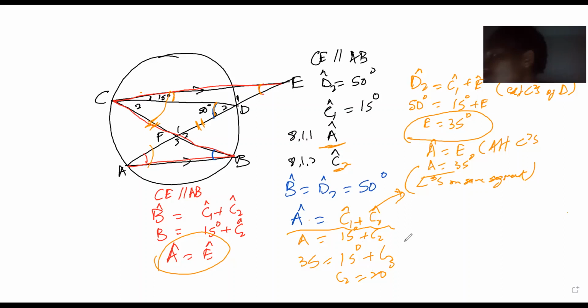Is it 20? No. Wait, where is the other one? Okay, let's look at what's happening here. We said A is C1 plus C2, because why is that? Why did we say A is C1 plus C2? This one is wrong. It's not angles in the same segment, because look at this, they're subtended by this, and this is not a chord. These ones are not subtended by a chord because this is outside the circle. So this statement was wrong.